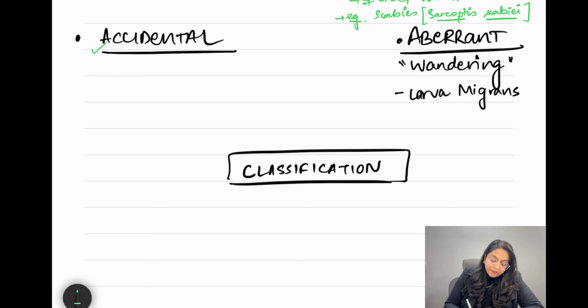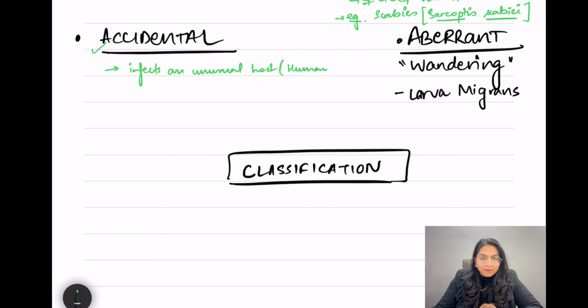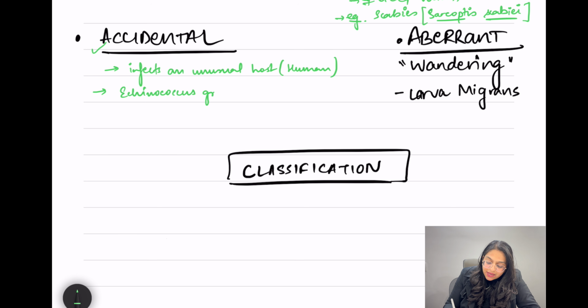So the third classification is accidental parasite and aberrant parasite. Accidental means that the parasite infects an unusual host. Now our host of importance is human only because we are reading medical microbiology. So it infects an unusual host which is human. Human is not the usual host for this parasite. Example is Echinococcus granulosus. This Echinococcus granulosus is also called the dog tapeworm.